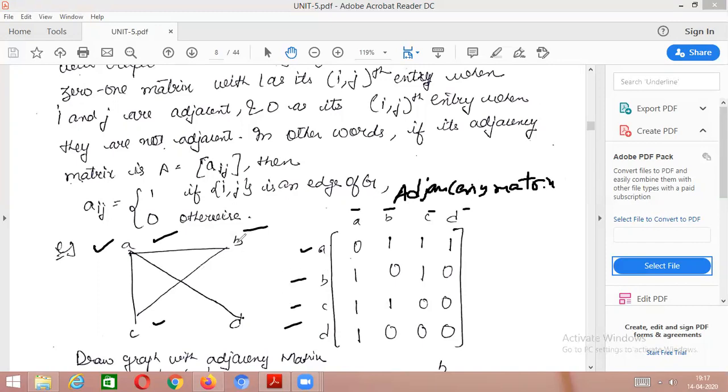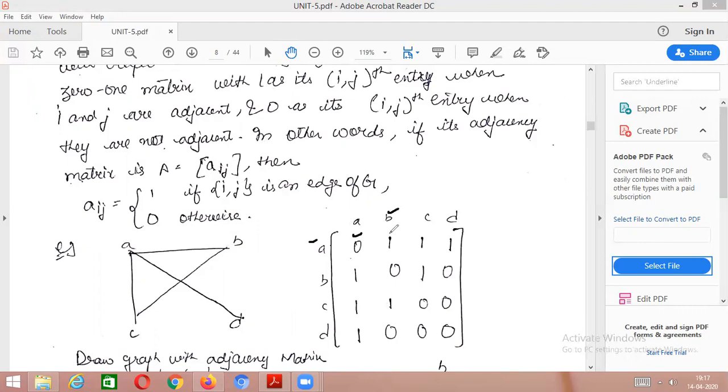Now we have to check: A to A, is there any edge? No. Therefore, its value is 0. A to B, is there an edge? Yes. So you write 1. Next, A to C, is there an edge? Yes, A to C's edge is there. Therefore, you write 1. Next, A to D is an edge. Therefore, you write value 1.